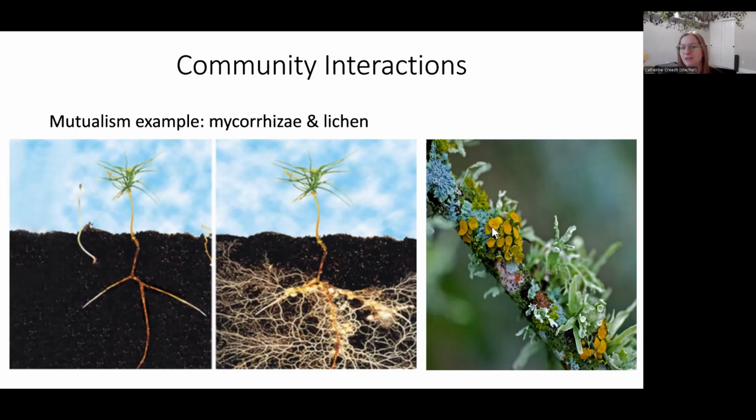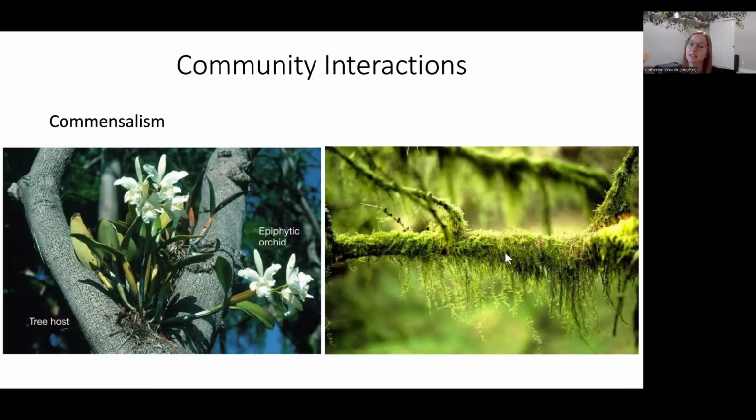Here's our visual of our lichen. We've got several different types of lichen on this branch. Each one of these is composed of a different fungi and a different algae, and sometimes a cyanobacteria. And the fungi is giving structure to this organism, and the algae is making sugars and giving it back to the fungus. So everyone benefits. It's a mutualism.